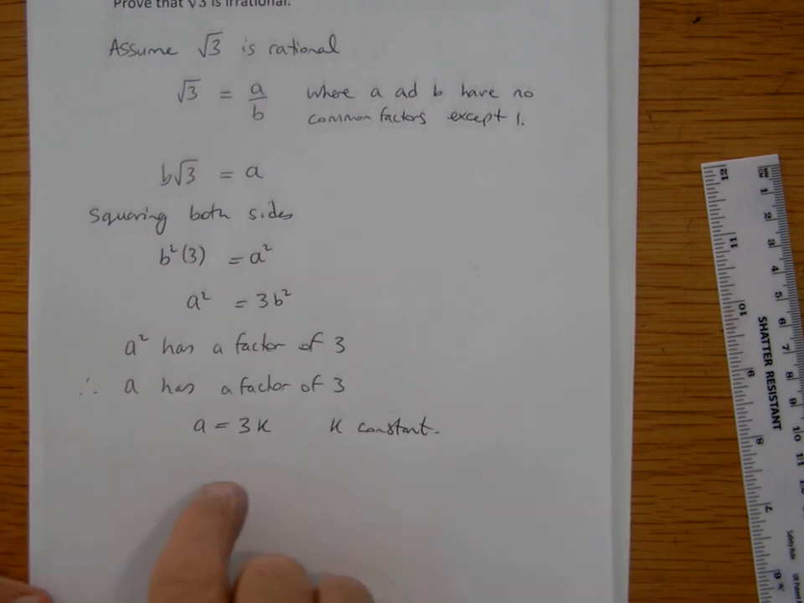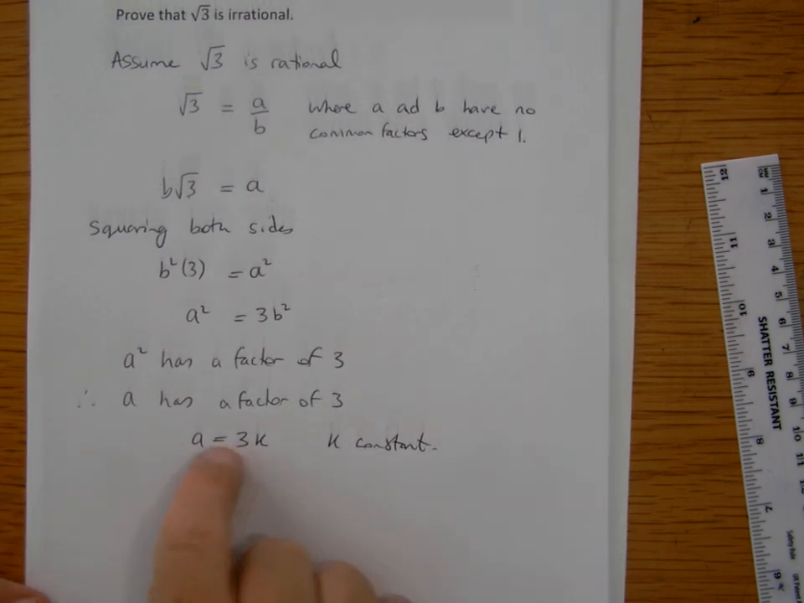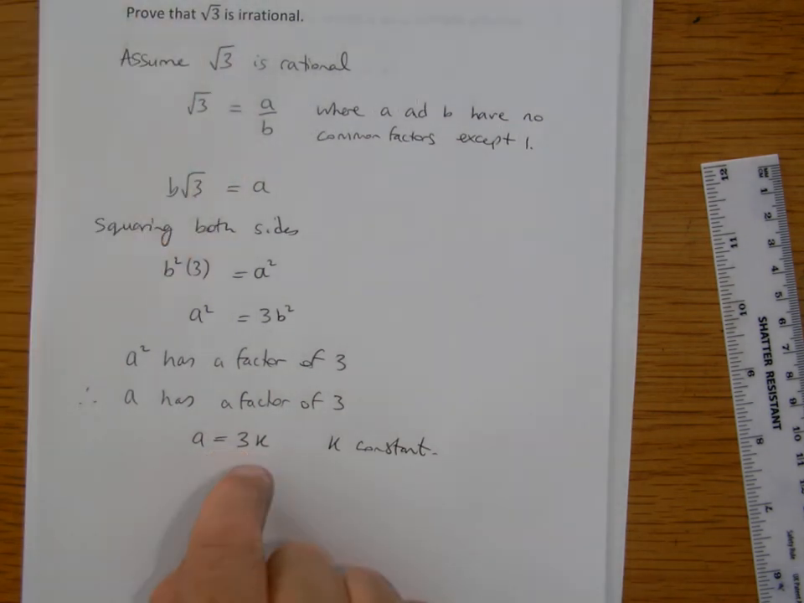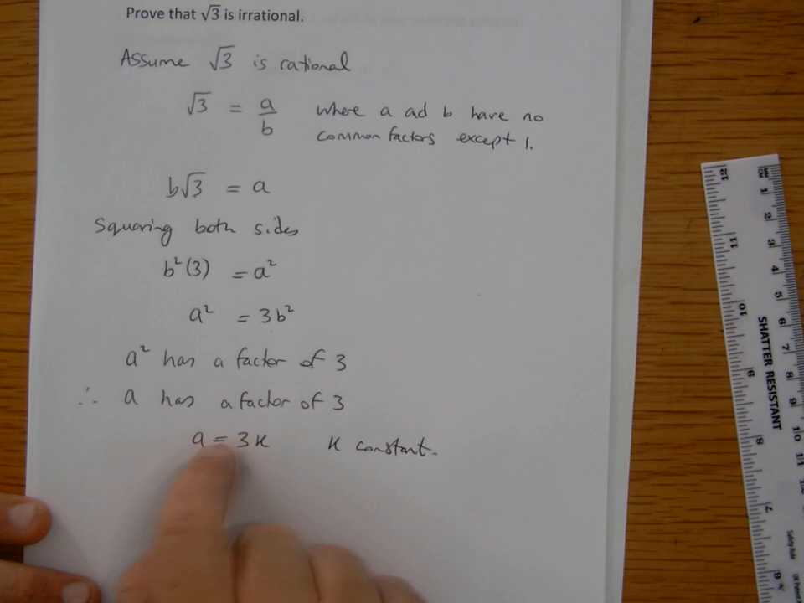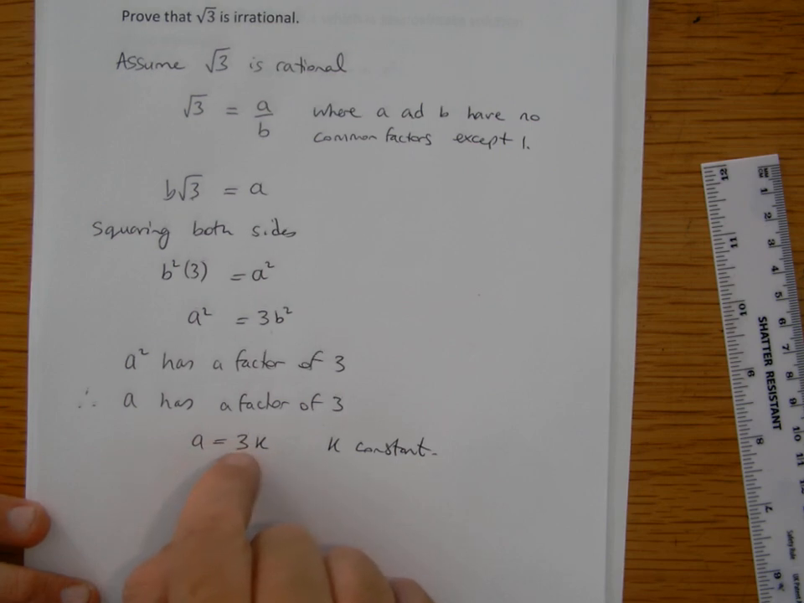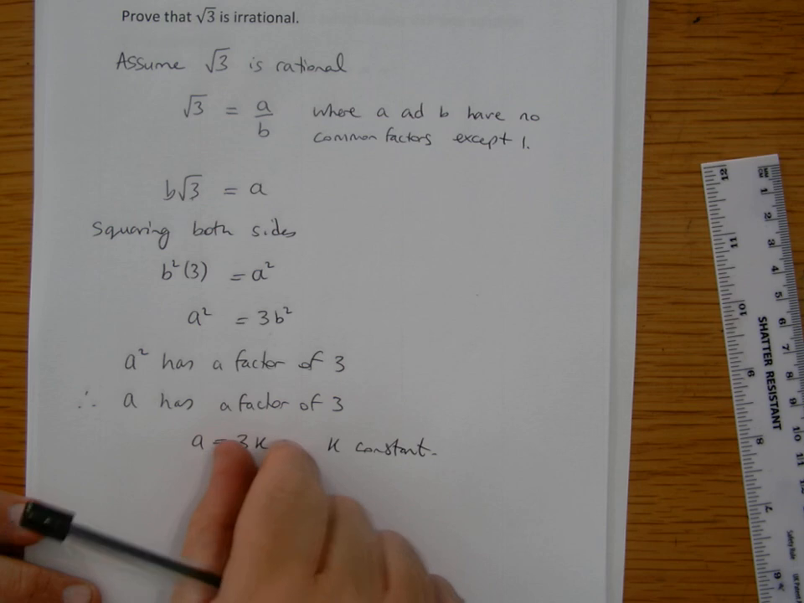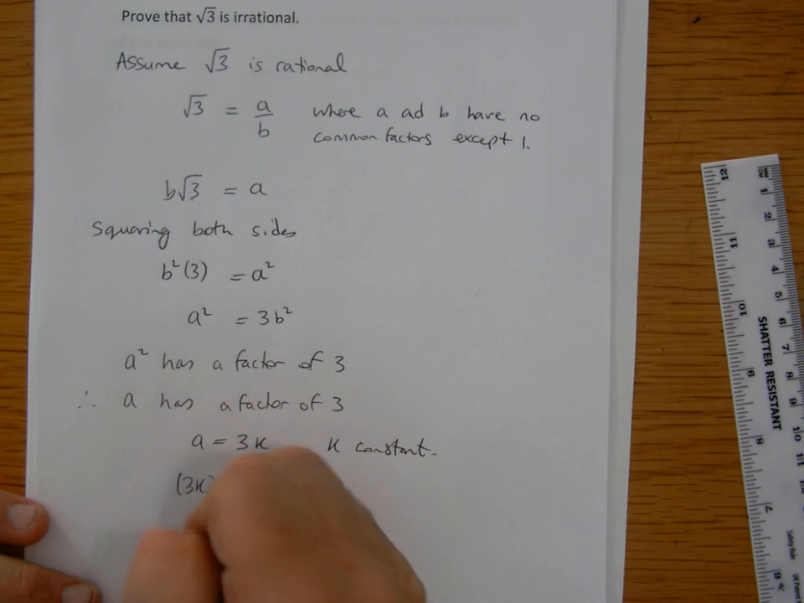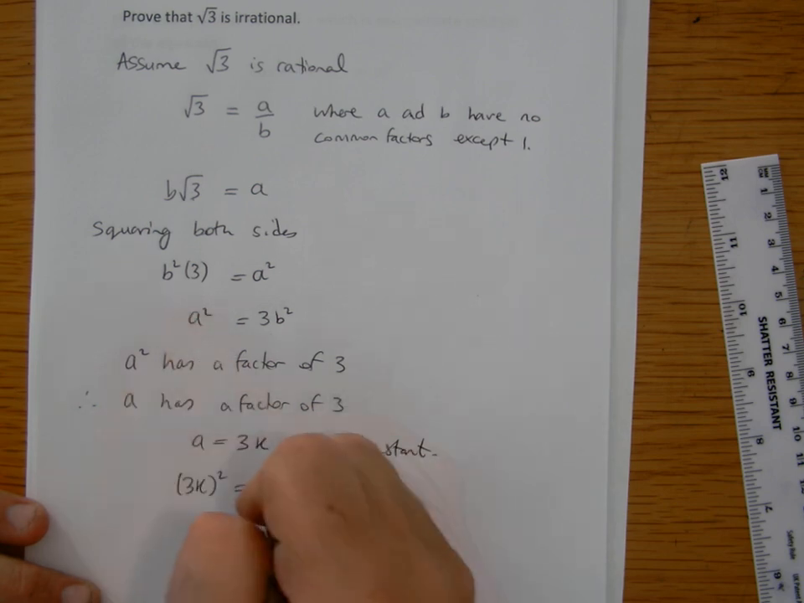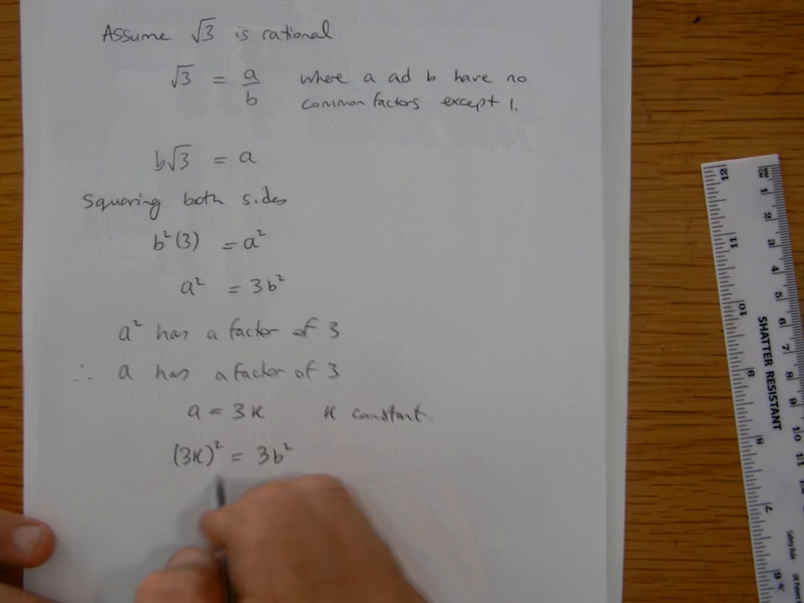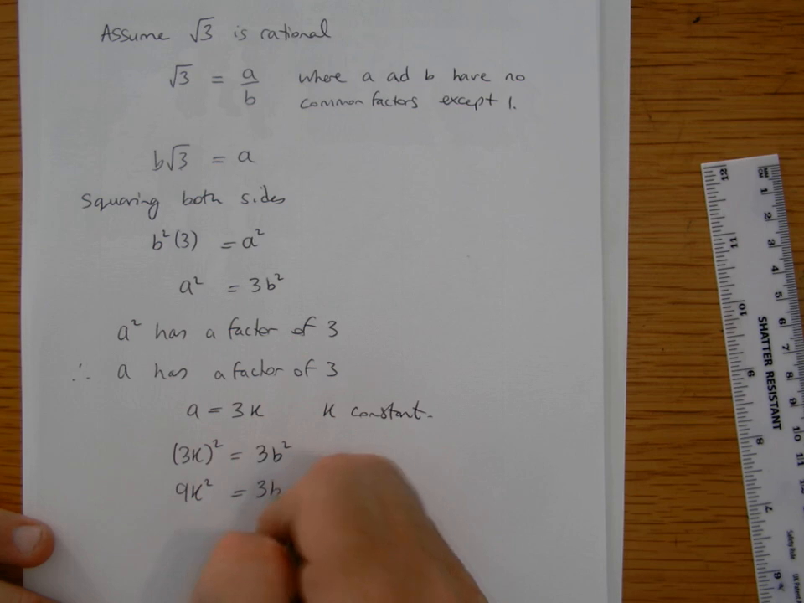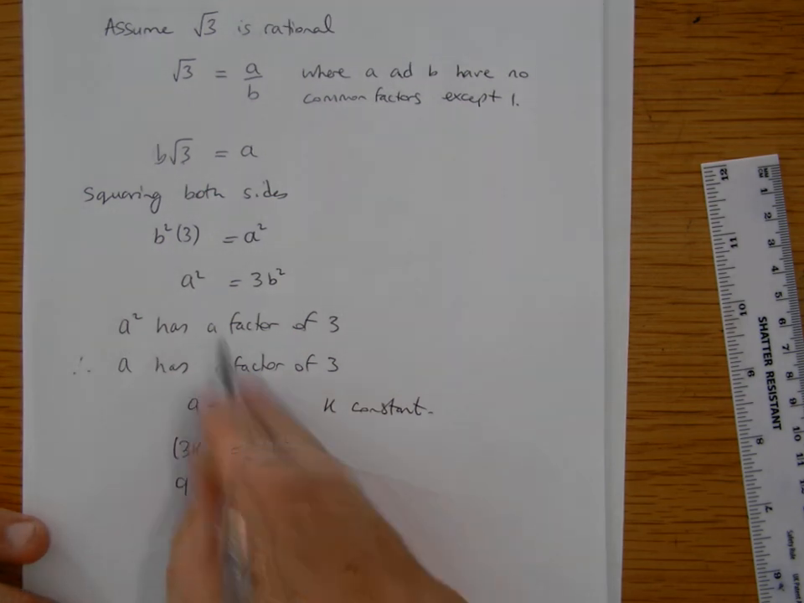Now what I can do then is a bit of a process here to get to this situation where actually it can't work, okay? And we're almost getting there. But what we can do now with this, because a is a multiple of 3, it's got a factor of 3, I can now sub this back into here, okay? So I can put a squared, well that'll be 3k squared. If we put that back in here, equals 3b squared. So therefore then I've got 9k squared equals 3b squared. Okay, so just sub that in here.